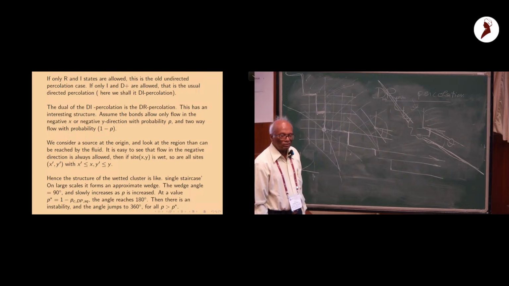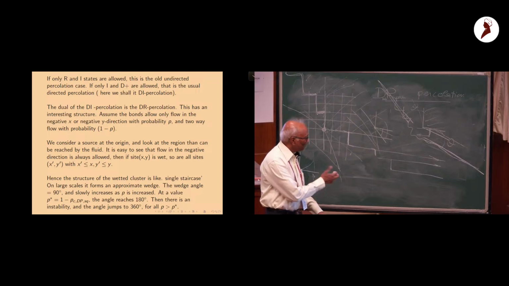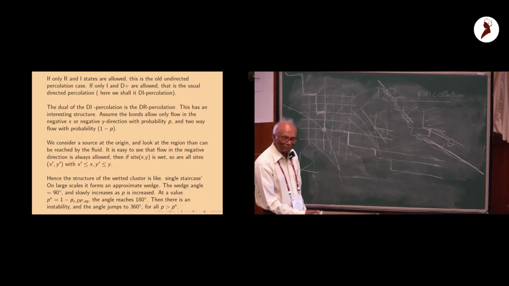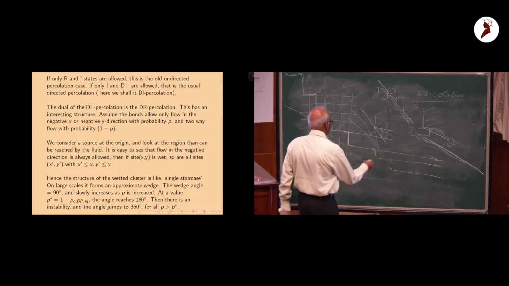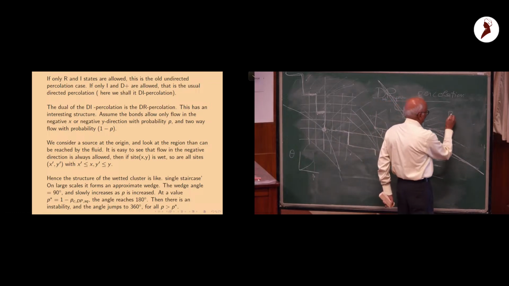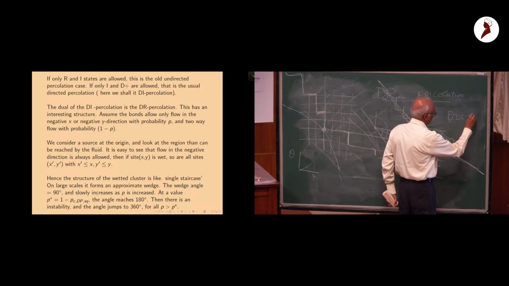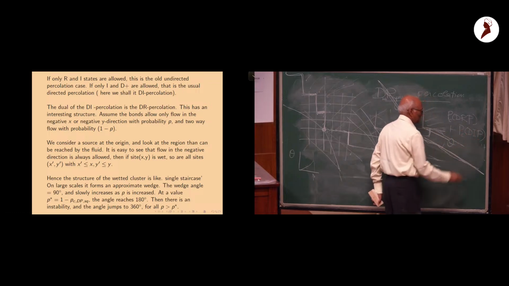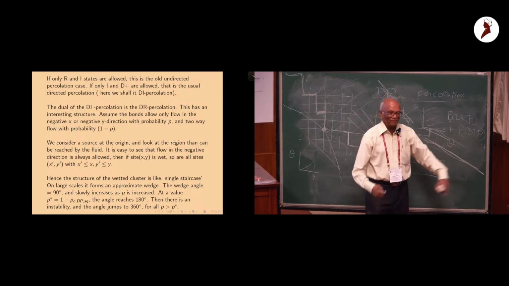And what is this pc? This pc is just, by the duality, if the original problem was critical, then the dual problem will be critical. So the pc of DR, we called it DRP, diode resistor percolation, is equal to 1 minus pc of DIP, diode insulator percolation, which was just pc directed.